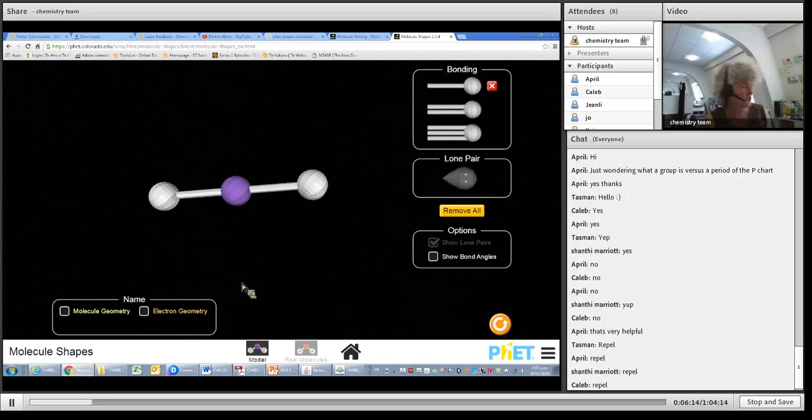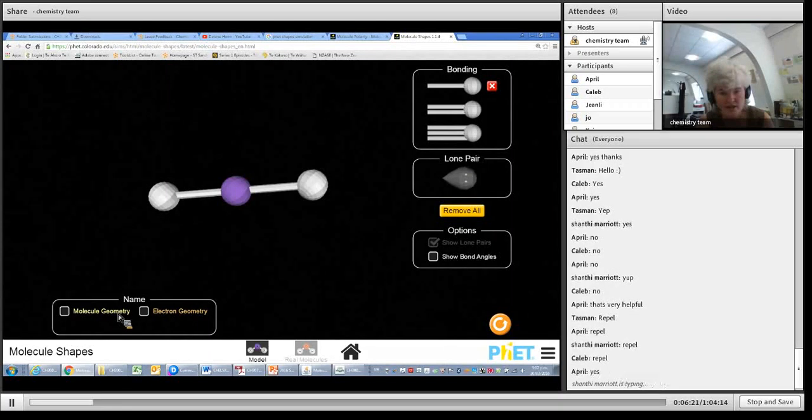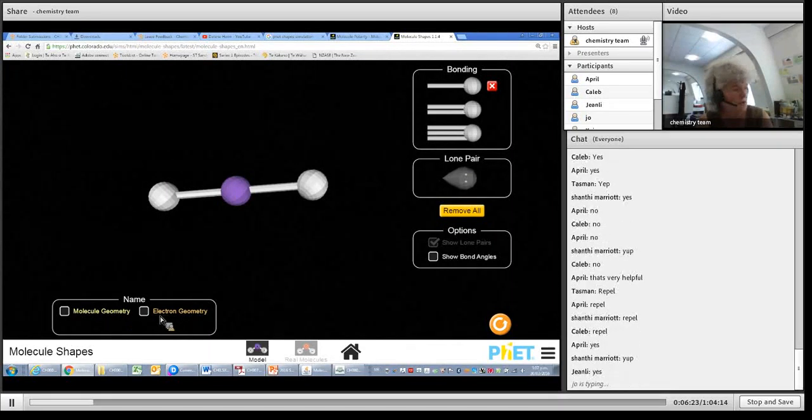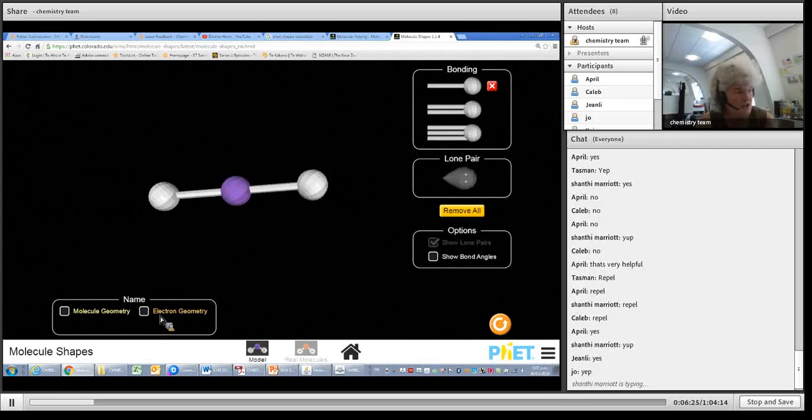No, it doesn't zoom in, I'm afraid. Can you see this molecular geometry on this side and electron geometry on that side? Yep, great. Okay, so remember that you've got to talk about both when you're explaining shape.